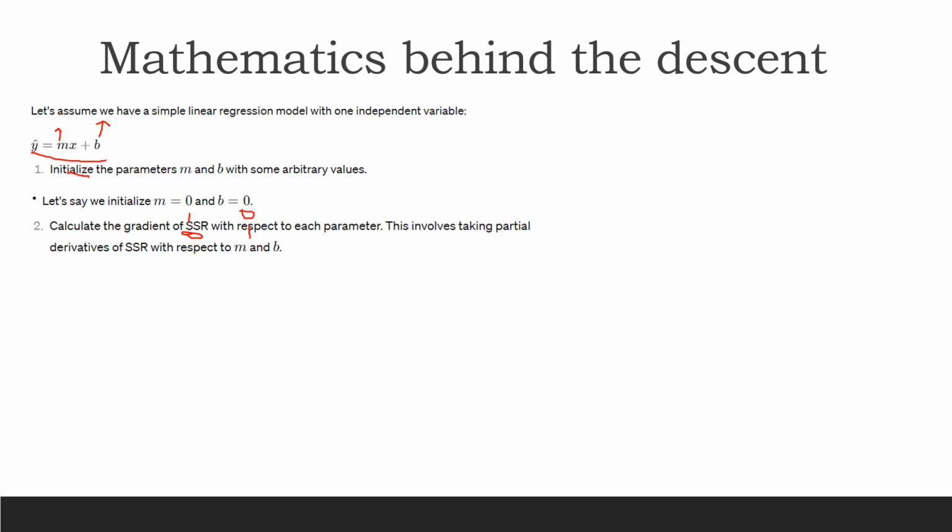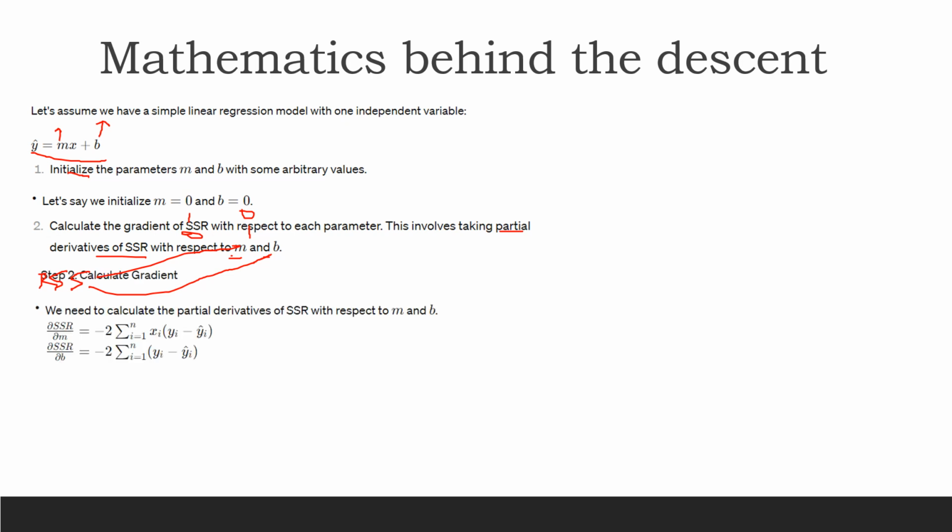So now we calculate the gradient of SSR with respect to each parameter. As we said in the previous slide, we take partial derivatives of SSR with respect to m and b one by one. So we will find the RSS function, we will differentiate it with respect to m and b, and through that value, we will use the convergence formula to move towards the optimal solution.